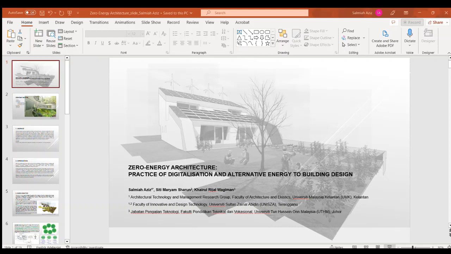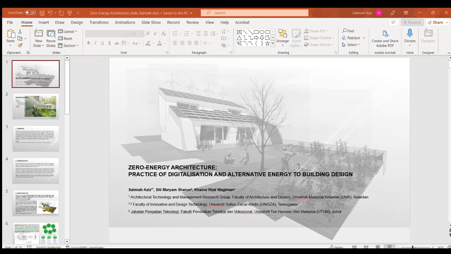So my research outline today, or content outline, will be about abstract, introduction, data analysis on zero architecture, alternative energy in Malaysia, and also digitalisation construction. And I will end after that with discussion, conclusion, and also references.